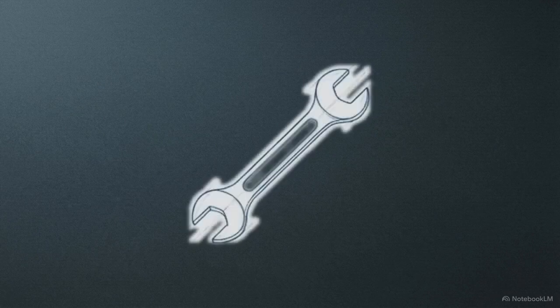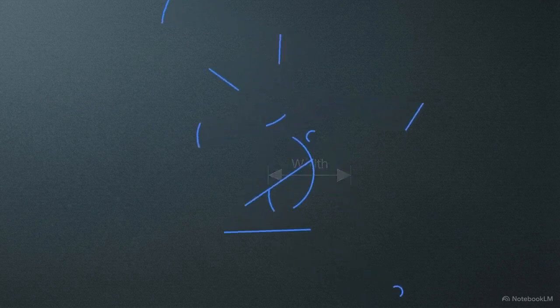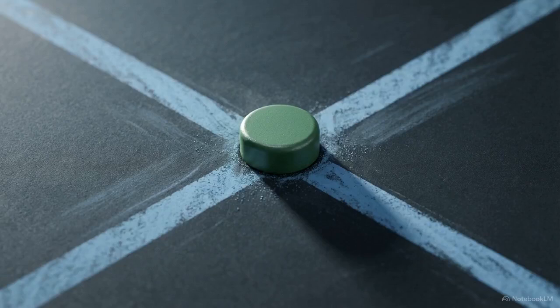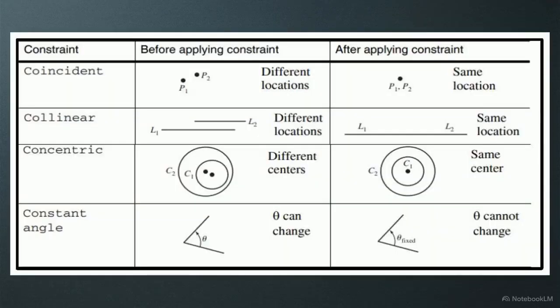But objects need to be adjustable. If a designer needs to change the width of a part later on, a poorly built mathematical model might just pull a part into random disconnected lines. To prevent that, we apply constraints. Constraints are specific mathematical rules locked into the model to keep its structure intact, no matter how much the design changes. This table shows these rules.